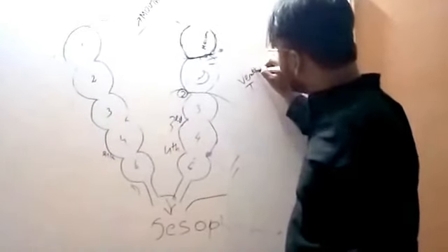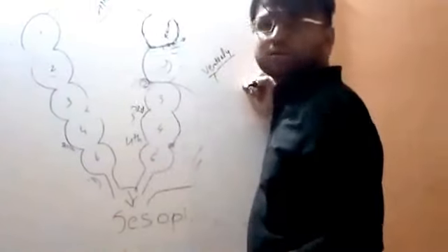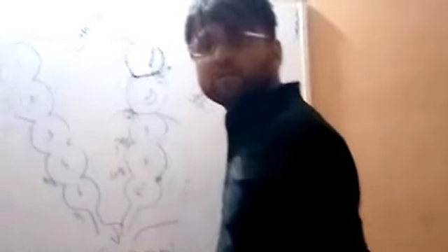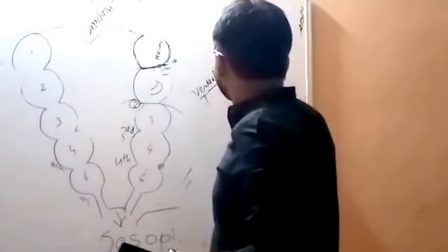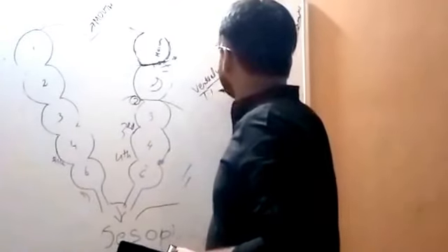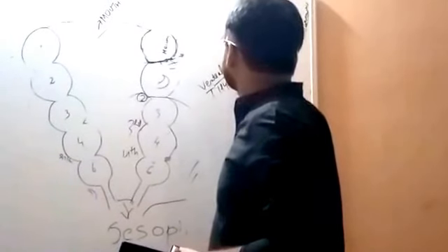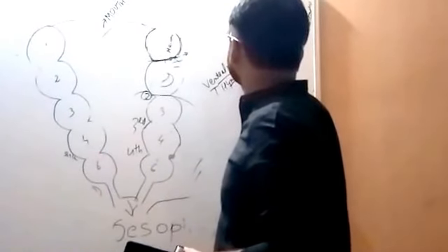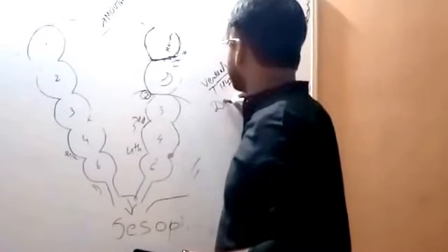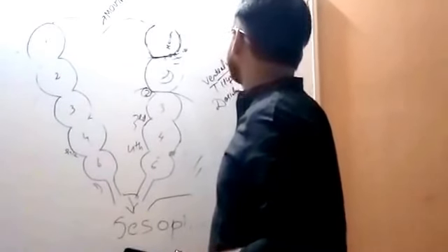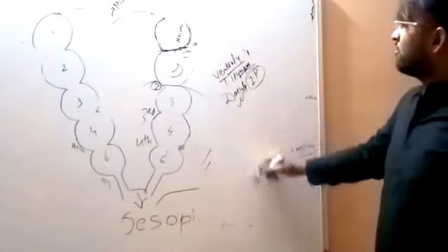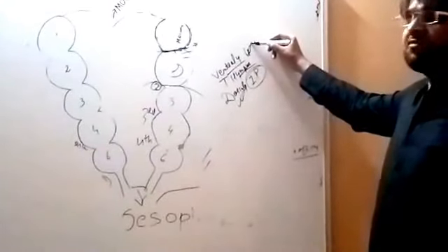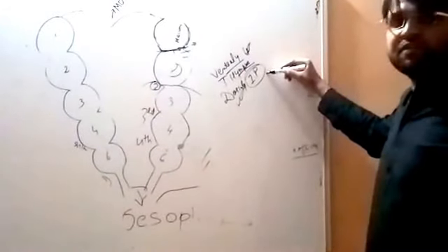Ventrally, if you see, ventral means what? Anterior is thymus, and dorsally is your inferior parathyroid. This you have to remember. Ventral derivative of third pharyngeal pouch, thymus. Dorsal derivative of third pharyngeal pouch, inferior parathyroid.